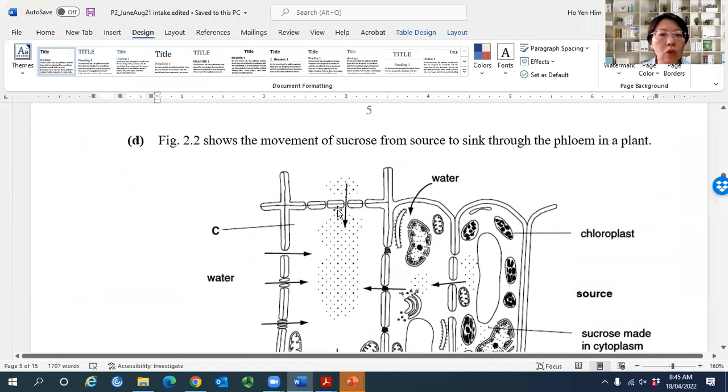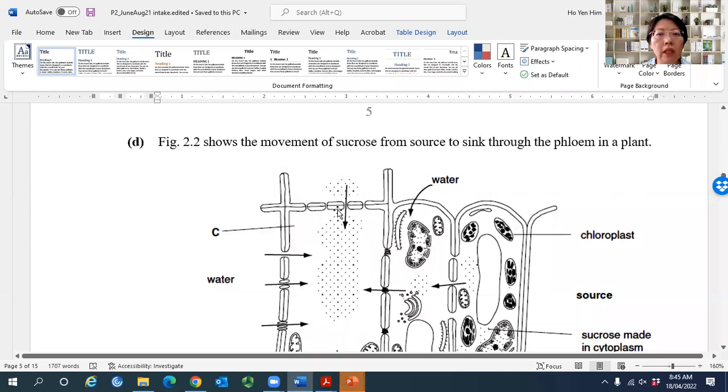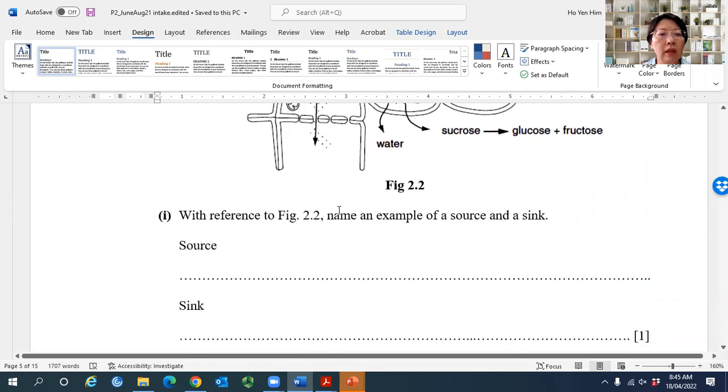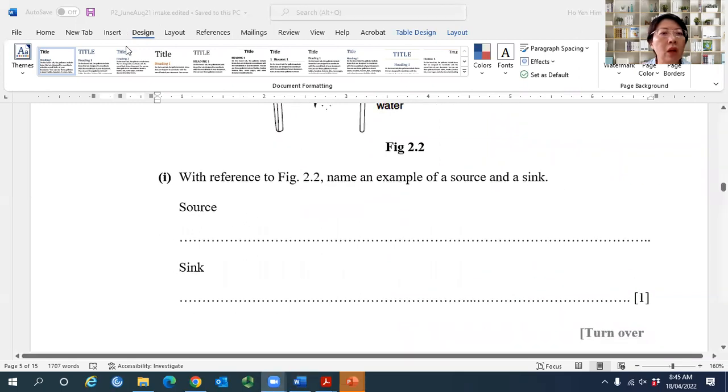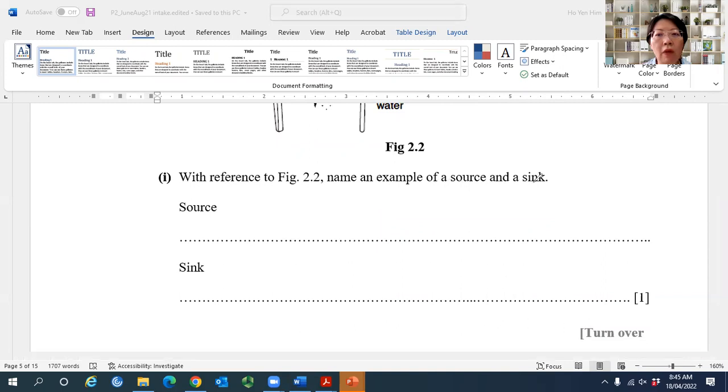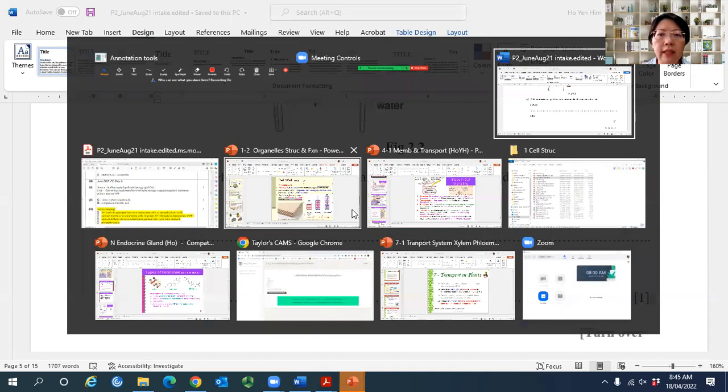Okay, so let's go to question D. Question D got some problem in students' answer. Because the student didn't answer the question and maybe student didn't learn up the meaning of the word. So the question asks, name an example of a source and a sink in the plant. Source and sink. I think some students didn't get this correct. So let's use this to revise the meaning of source and sink.